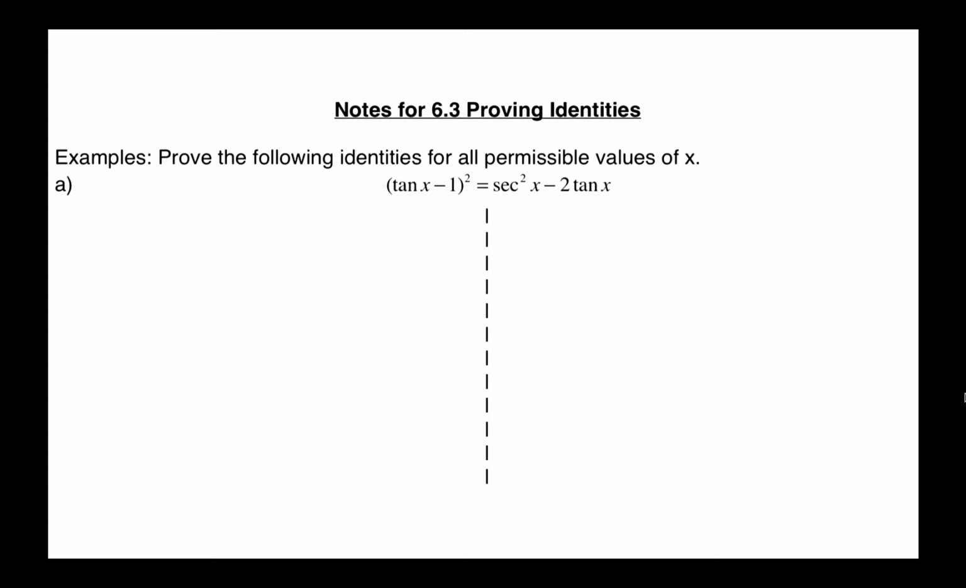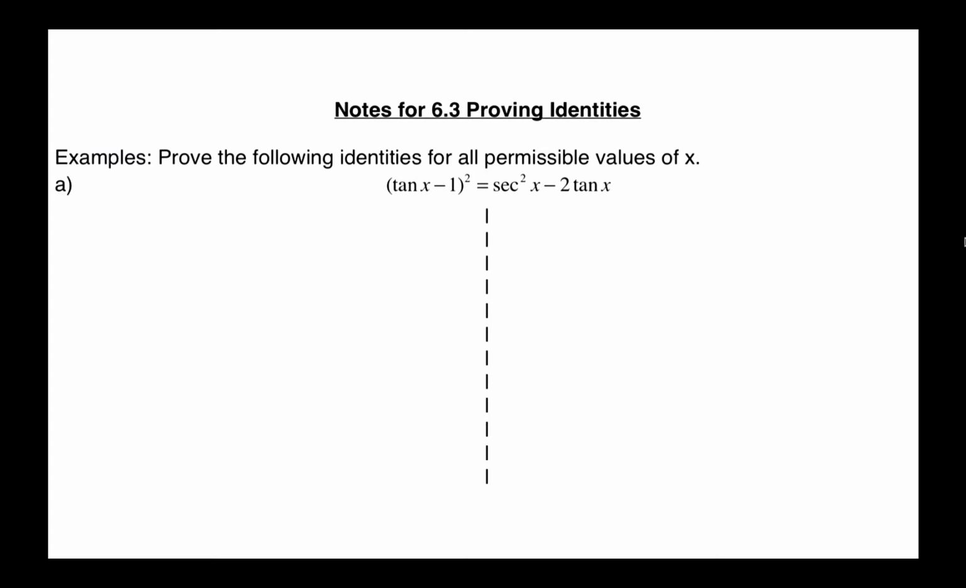And you'll notice that it says prove for all permissible values. And so sometimes what we do is we have follow-up questions where we say, what are all the permissible values of x and what are the restricted values? So obviously tangent is not defined everywhere. So it doesn't make sense to talk about this identity anywhere where tangent is not defined or anywhere where secant is not defined either. So that's just some other things to keep in mind.